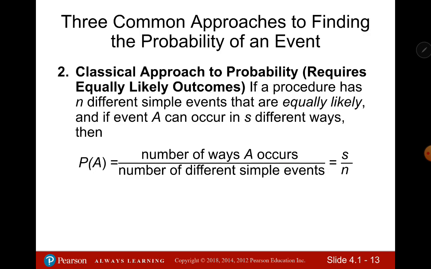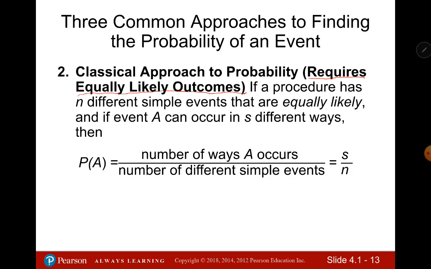Then let's check the second approach to find the probability. We call it the classical approach. Maybe you are familiar with this approach, but this approach has the condition that it requires equally likely outcomes. Then we can use this formula.